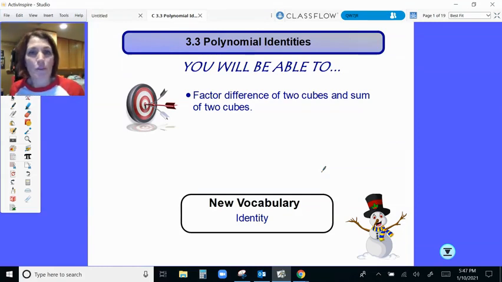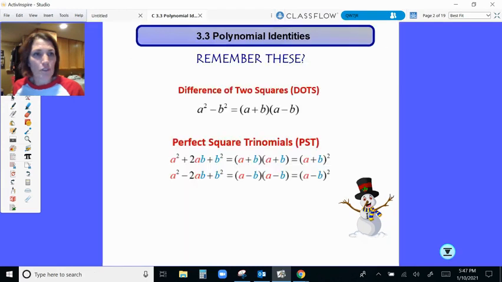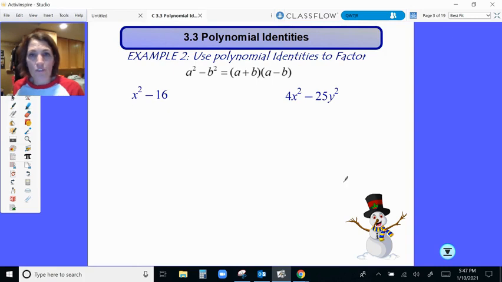Back, we're going to begin 3.3, which is on polynomial identities. We're going to learn how to factor the difference of two cubes and the sum of two cubes. So if you recall back to Unit 2, we learned how to factor the difference of two squares and perfect square trinomials. We need to make sure we remember those, so we're going to quickly review those.